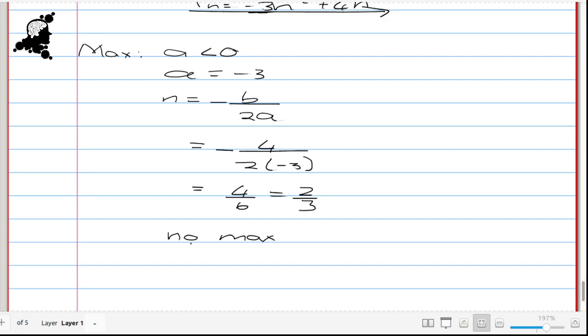So the maximum would only exist if a is negative, but remember the rule of n, that n must be an element of natural numbers. In this case, n is not an element of natural numbers, therefore we do not have a maximum.